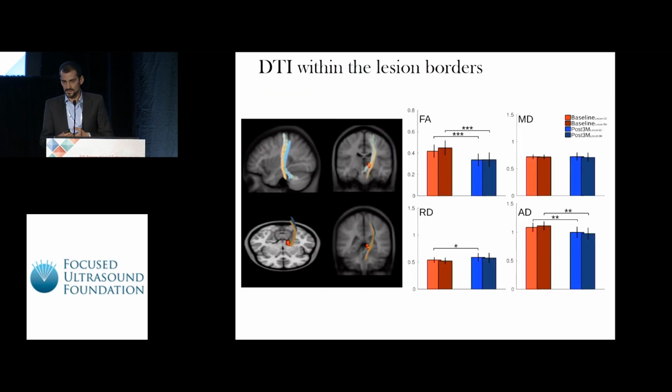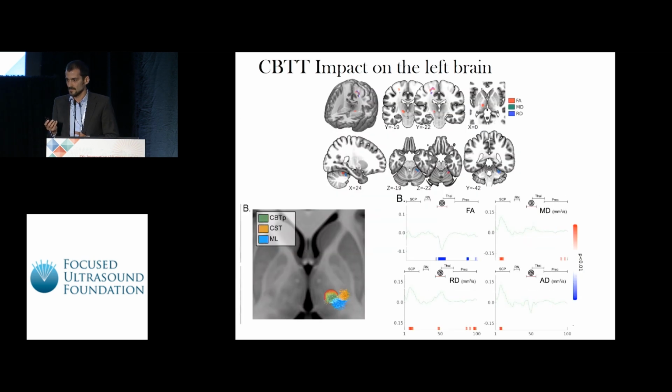These are the initial results of DTI within the lesion borders. We analyzed 4 DTI measures, and what we saw was that there was a decrease in fractional anisotropy and axial diffusivity from baseline to 3 months after treatment within the lesion borders, which makes sense because we have made a lesion there.